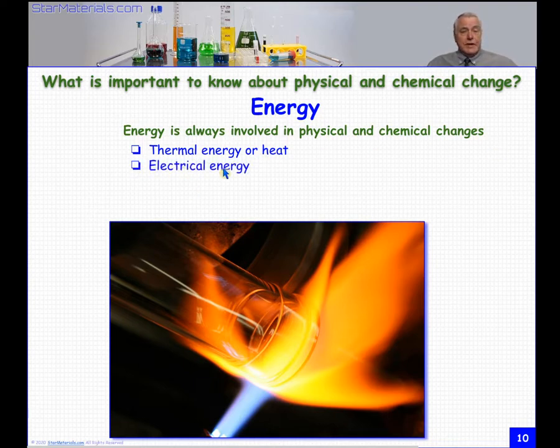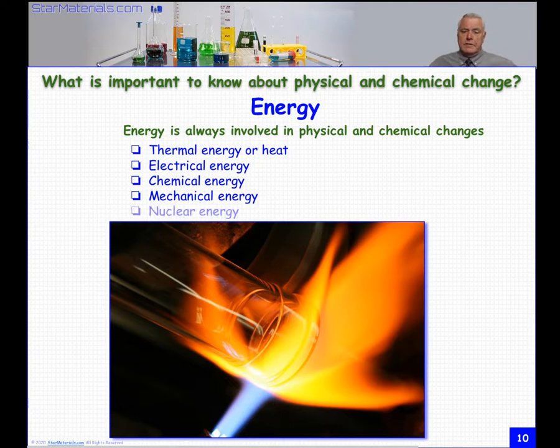We have electrical energy also. Think lightning. Chemical energy, when things react. Mechanical energy. Rub your hands together. It's going to get warm. And nuclear energy, when you break the nucleus of a uranium atom apart, you get a lot of energy out of that.